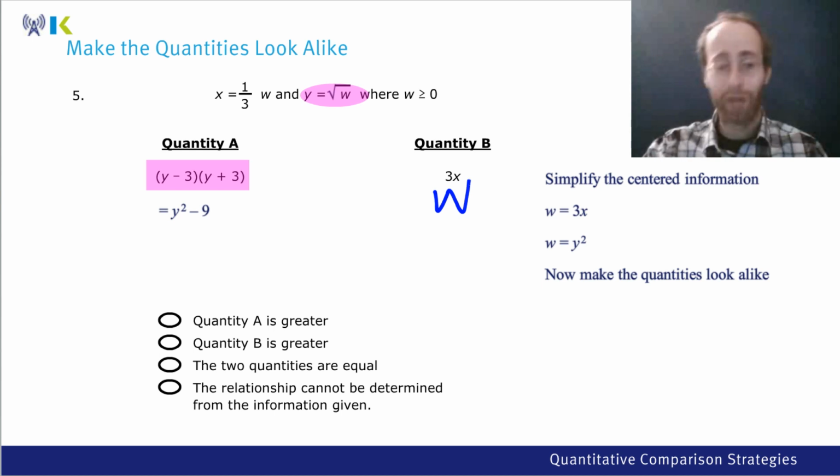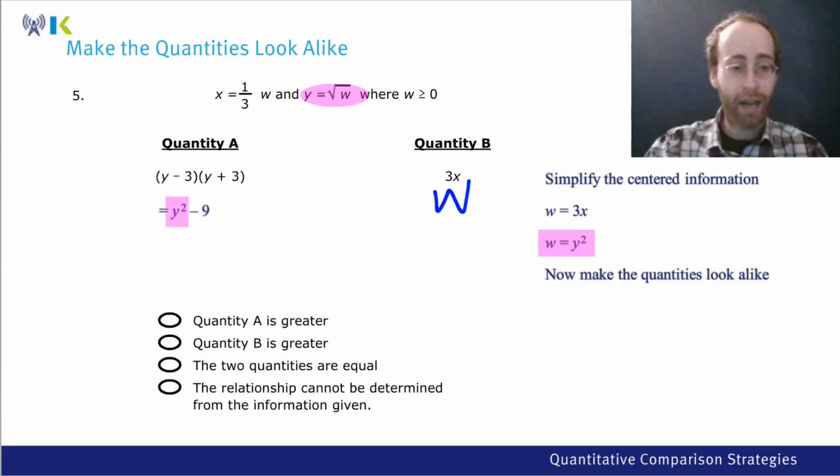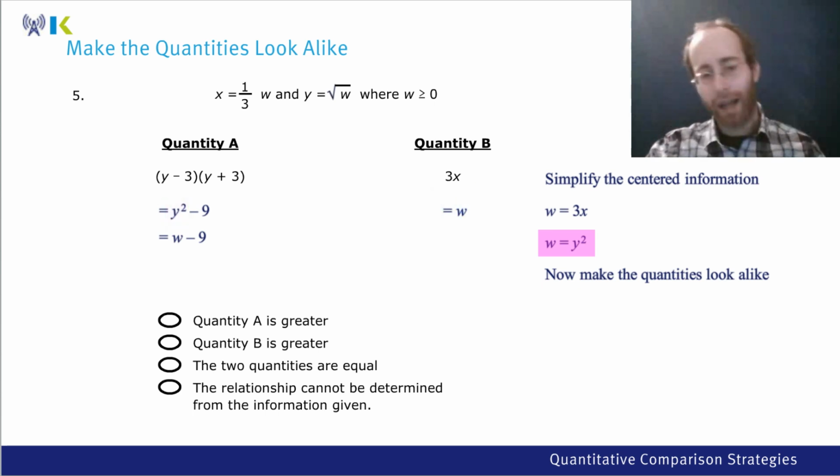Now, check it out. We know that w equals y squared. We have a y squared right here, right? It's right there. So we can just replace that y squared with a w. So quantity A is w minus 9. Quantity B is just w like we found. Now at this point, we just got to ask one critical thinking question. What's bigger, w or w minus 9?